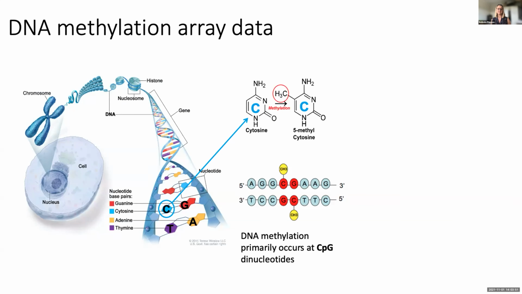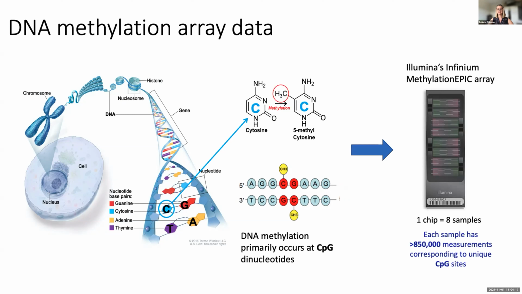In normal cells, around 80% of CpGs are methylated, with the exception of clusters of CpGs, which we call CpG islands. These CpG islands, if they're in the promoters of genes, tend to be unmethylated. And there's a correlation with increased gene expression for these unmethylated CpG islands in the promoters of those genes.